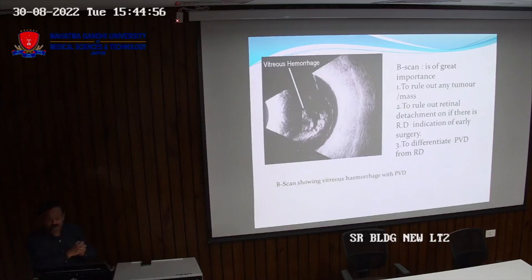It also rules out any tumor or mass, like in cases of choroidal melanoma. Choroidal melanoma can give rise to vitreous hemorrhage, so you check whether there is any mass besides the hemorrhage. Second, to rule out detachment. And third, whether PVD is involved or not. With hemorrhage, if the rest of the vitreous is totally mobile, that means the PVD has already occurred. If the rest of the vitreous is not mobile, that means there is an incomplete PVD. So sonography is the investigation of choice for a case of vitreous hemorrhage.